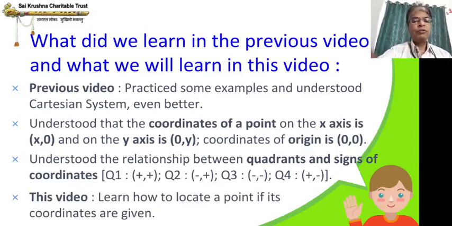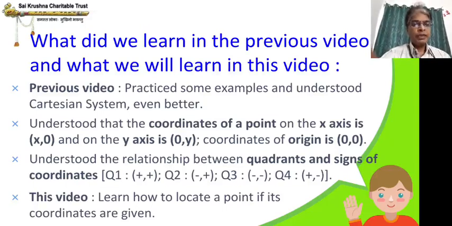In this chapter, we are going to learn how to locate a point if its coordinates are given. All along we have been seeing graphs where the points are already mentioned, so we only had to find their coordinates. Now the coordinates will be given, and we have to draw the graph and locate the point. So let us see how to do it in this part.